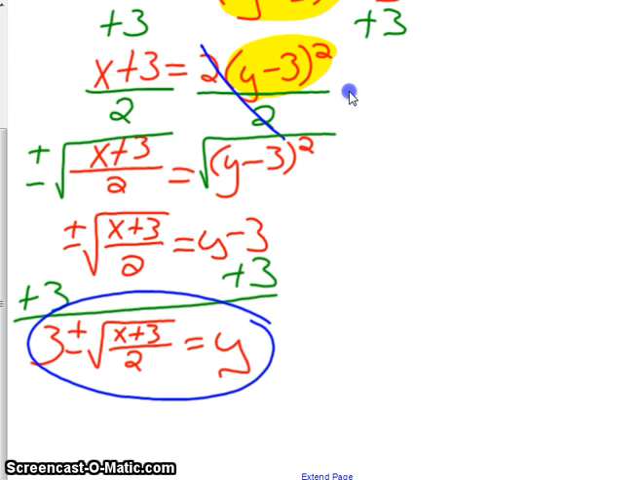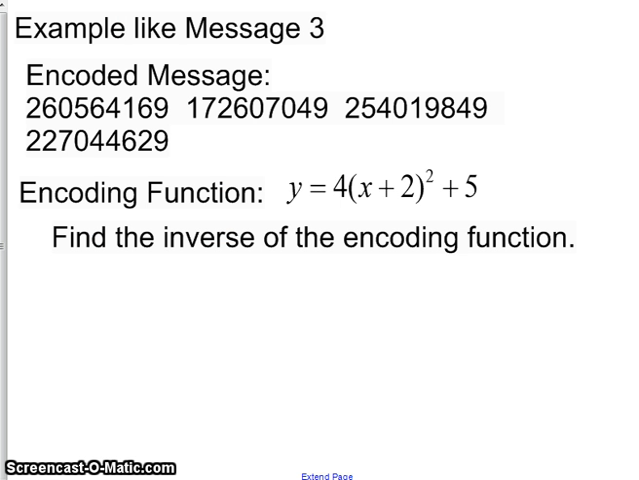All right, we're going to do one more of these, but I'm going to do the next one just like message 3 is on your project. Basically what I've got is my own message and my own encoding function. So you should write all of this down, and then you can refer to it when you are doing your message 3 from your project.